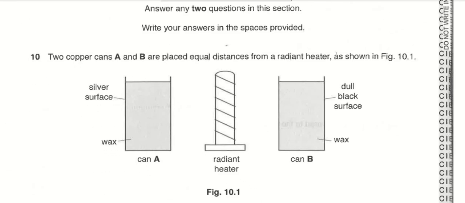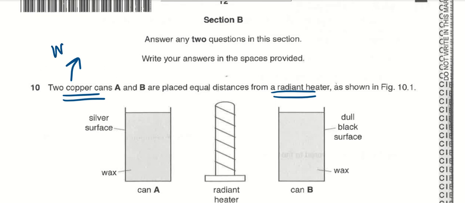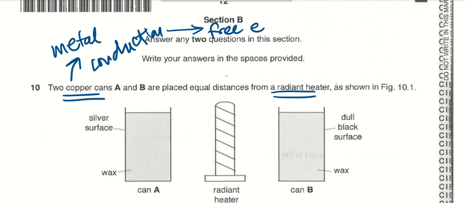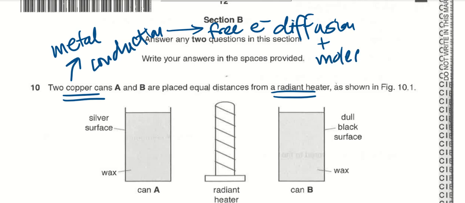Okay, what do you see from the first statement? Radiant heater. Copper. Copper, what does it mean? What do you think of? Metal. Metal, what do you think of? Conduction. Conduction, what do you think of? Free electrons, diffusion, plus molecular vibrations. These are the things the first statement will already tell you how to answer. So you must be very aware of this. Correct?